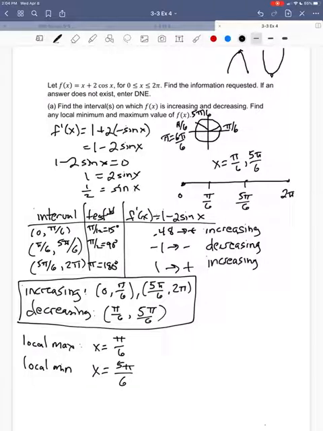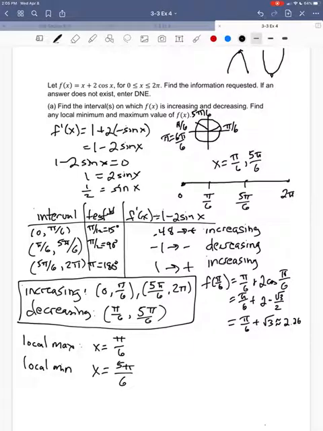So I need f of pi over 6. If I plug that into my function f up here, I'm going to get pi over 6 for x plus 2 cosine pi over 6. Well, the cosine of pi over 6 is over here. The sine there was 1/2. The cosine is going to be square root of 3 over 2. So that's going to be pi over 6 plus 2 times square root of 3 over 2, or that's just going to be pi over 6 plus the square root of 3. And if we look at that, that's approximately, on a calculator, 2.26. And that's my local max at pi over 6.